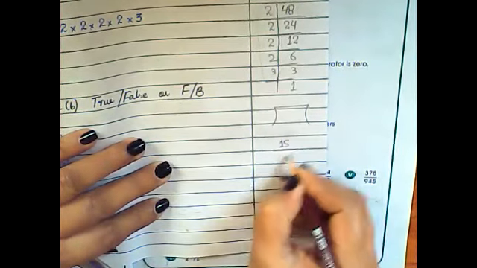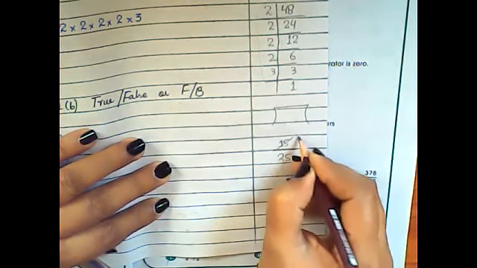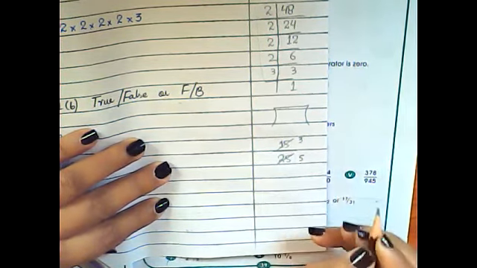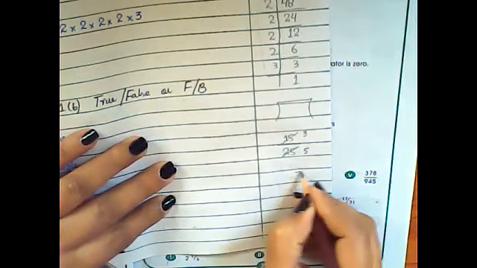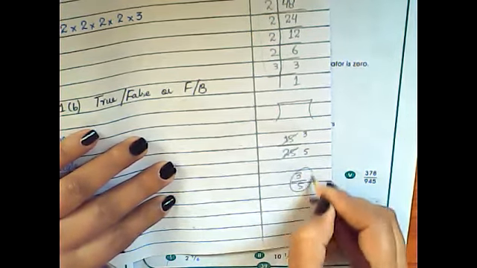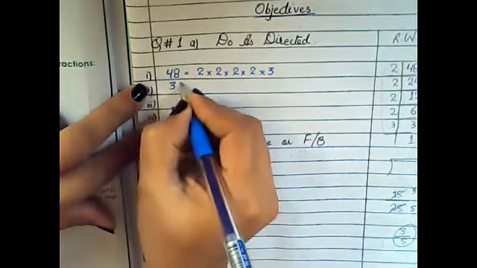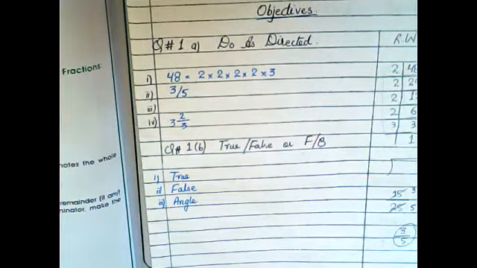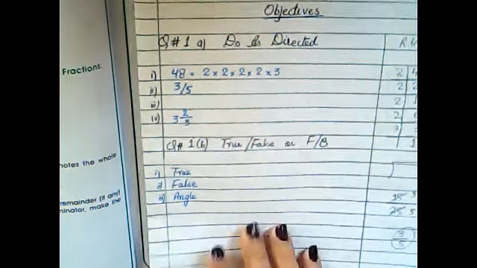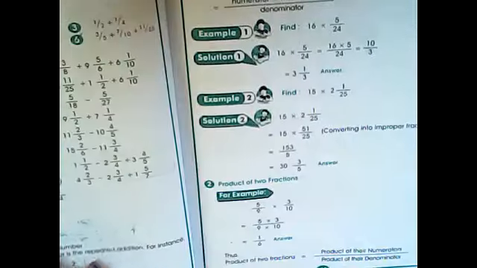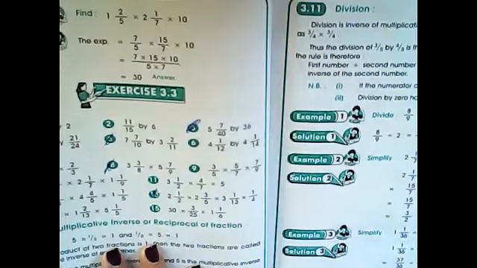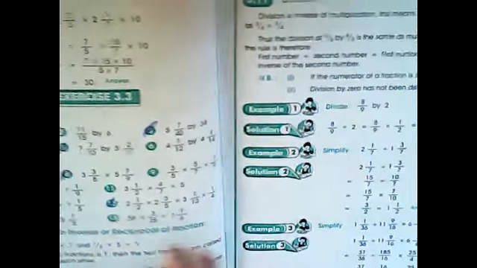15, 25. So how will you reduce it? 5 into 3 is 15, 5 into 5 is 25. So what is the answer? 3 upon 5. So you will write the answer directly here. Just suppose the answer is 3 upon 5. That's it. Similarly, you have some more exercises, like 3.2, 3.3, and so on. So we can ask some questions from each exercise. Understand?